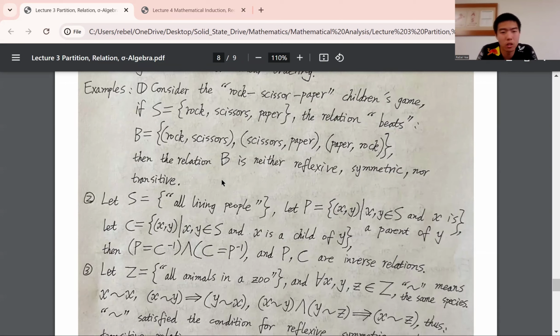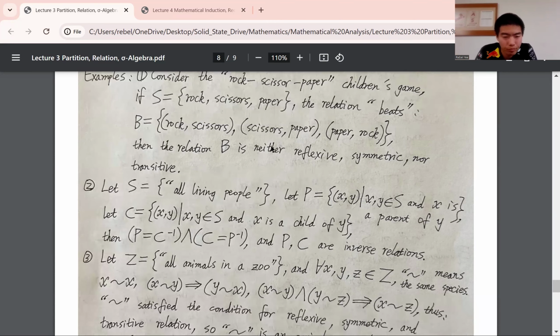So let's consider some examples. I'm sure you have played the game called Scissors Rock Paper. In that game, it's a circling beating relation: rock beats scissors, scissors beat paper, paper beats rock. We have talked about this in the last lecture, so this is an example of it.